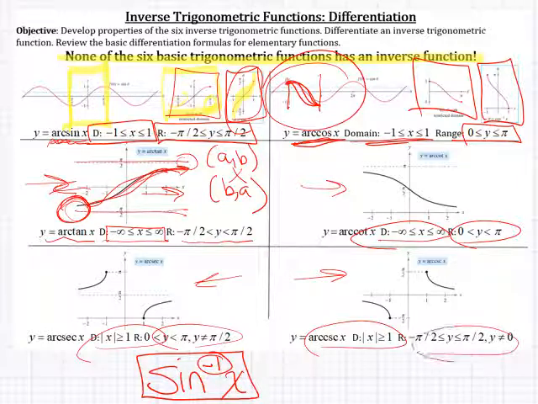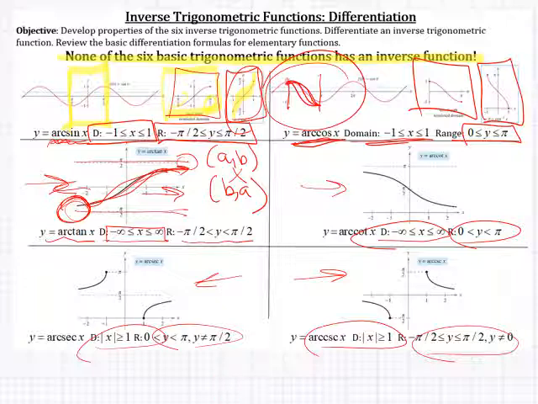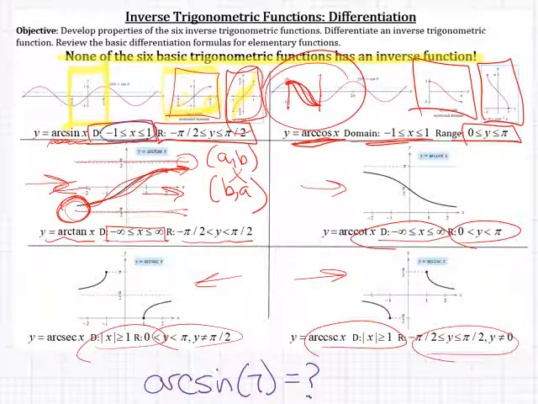Now, one thing you should understand is that the reason why these domains and ranges are so important is that if we were to evaluate any of these functions, we have to know what we can and cannot plug into each one and what kind of answers would come out. So, if I was to say, what is the arcsine of 7, you would have to realize that the domain of the arcsine is -1 to 1. 7 is not in that domain. So therefore, I can't come up with an answer for arcsine of 7. It doesn't exist. So that's one piece.